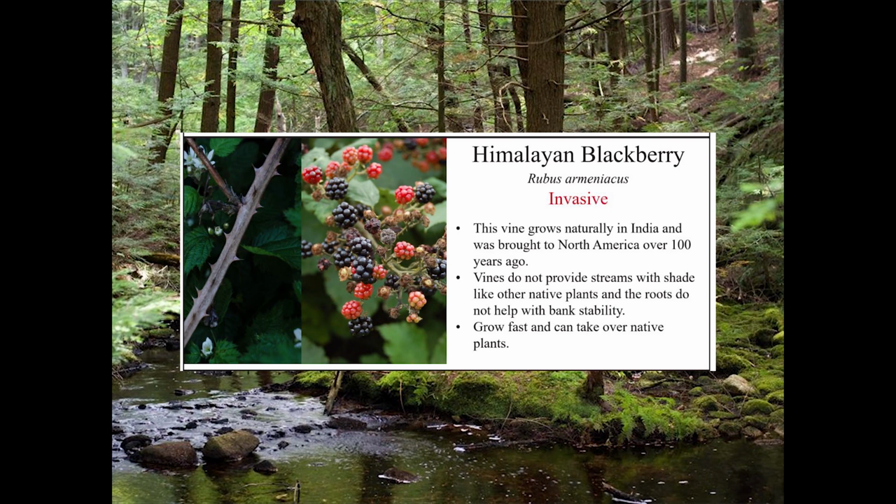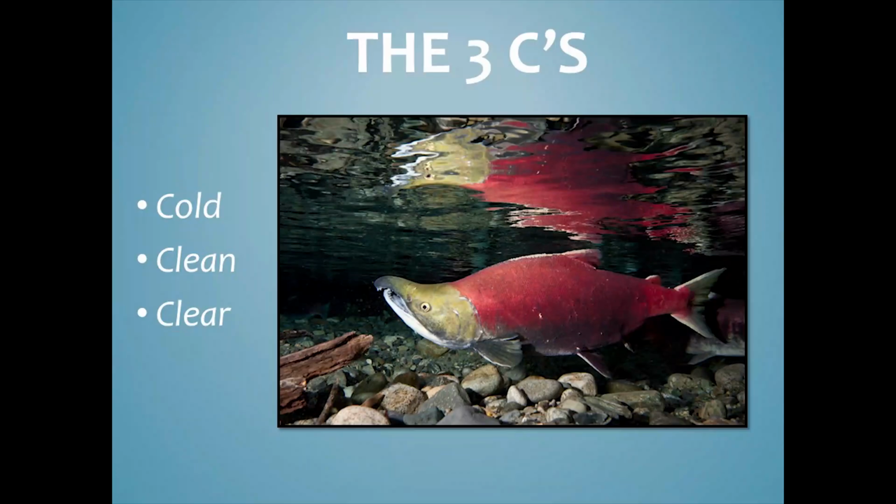They also grow everywhere. While they do provide some delicious berries, they can get in the way of wildlife trying to pass through. Like I mentioned earlier, a healthy riparian zone full of native trees and shrubs can help keep the water cold, clean, and clear. We call that the 3 C's. Try to say them all as fast as you can 5 times in a row. Cold, clean, clear, cold, clean, clear, cold, clean, clear.